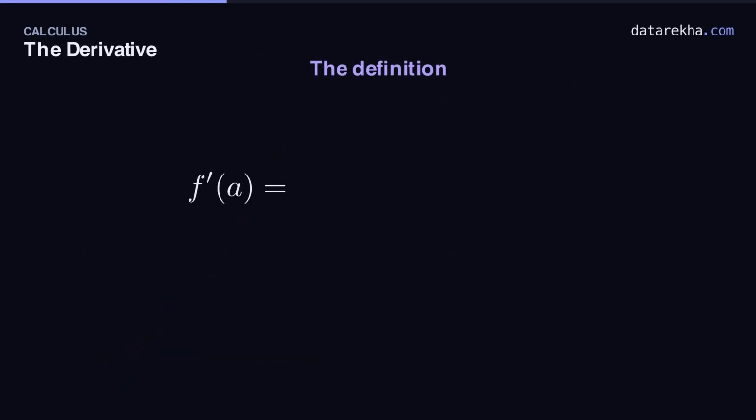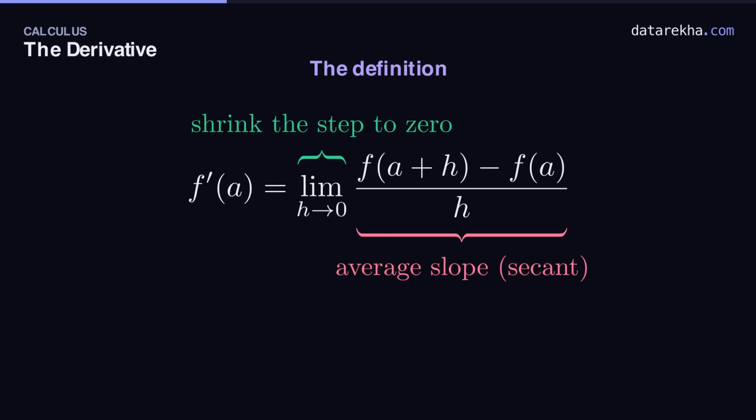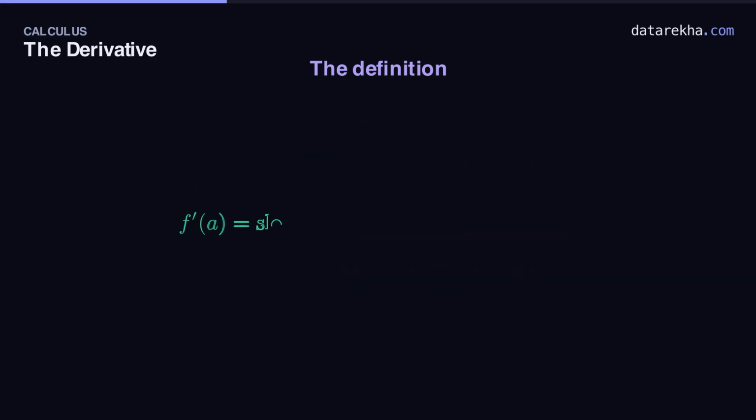Let's write it down precisely. The derivative of f at a, written f prime of a, is the limit, as h goes to 0, of that difference quotient. Every piece earns its place. The fraction is the average slope over a step of width h, a secant. The limit shrinks that step to nothing, turning the average into the instantaneous slope right at a. Two ways to read the very same number.